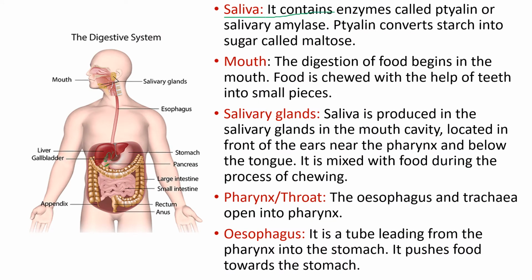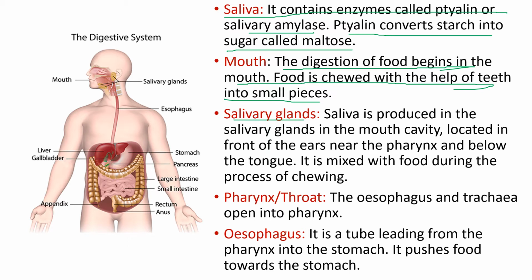Next is saliva. It contains an enzyme called ptyalin or salivary amylase. Ptyalin converts starch into a sugar called maltose. Next is the mouth. The digestion of food begins in the mouth. Food is chewed with the help of teeth into small pieces. Next are the salivary glands. Saliva is produced in the salivary glands in the mouth cavity, located in front of the ears, near the pharynx, and below the tongue. It is mixed with food during the process of chewing.